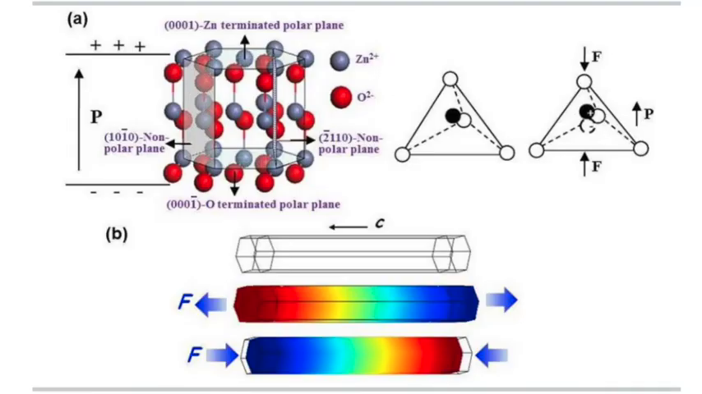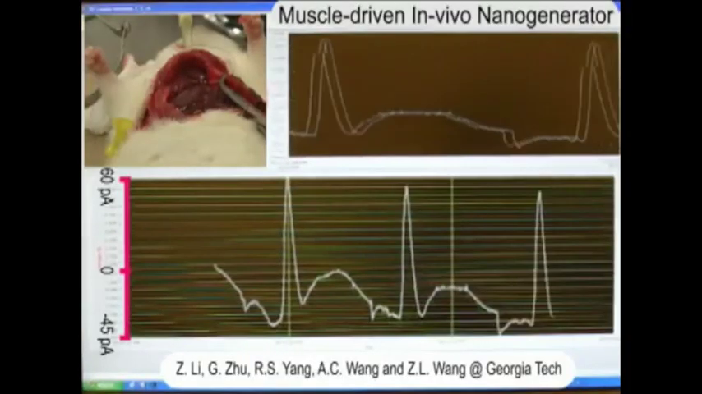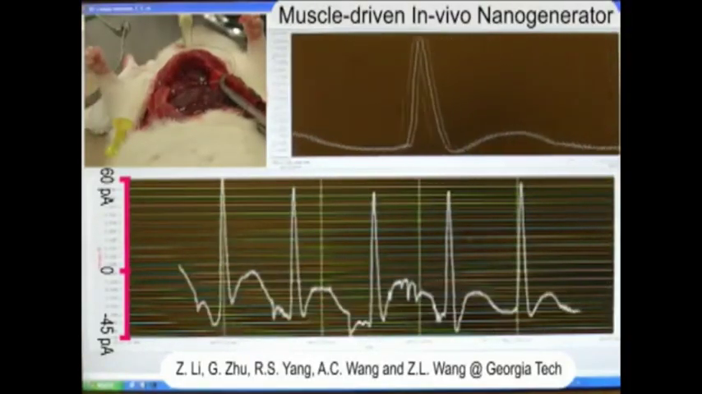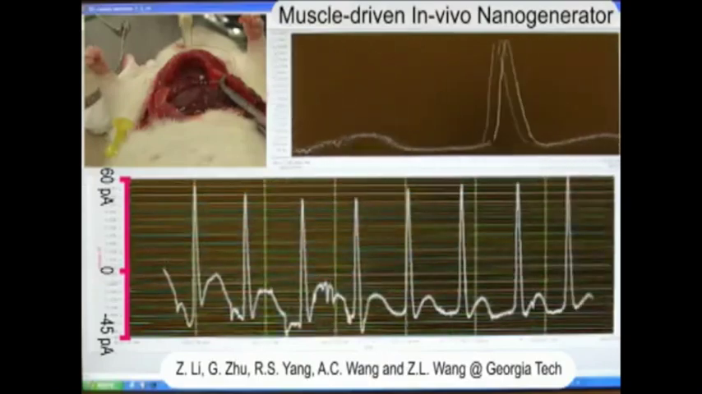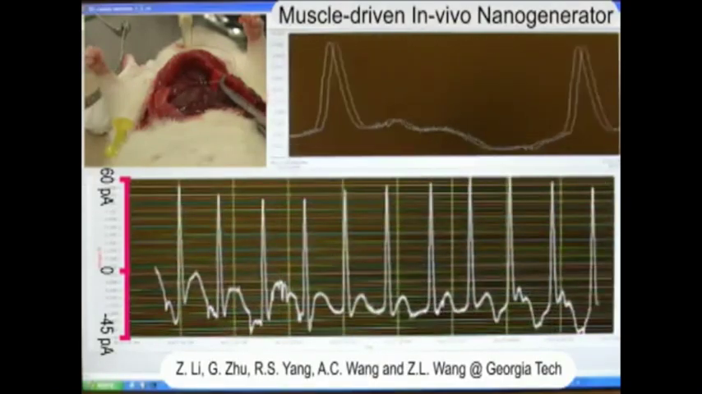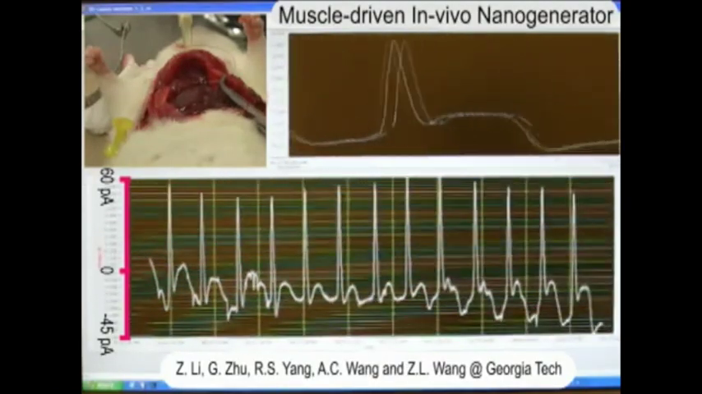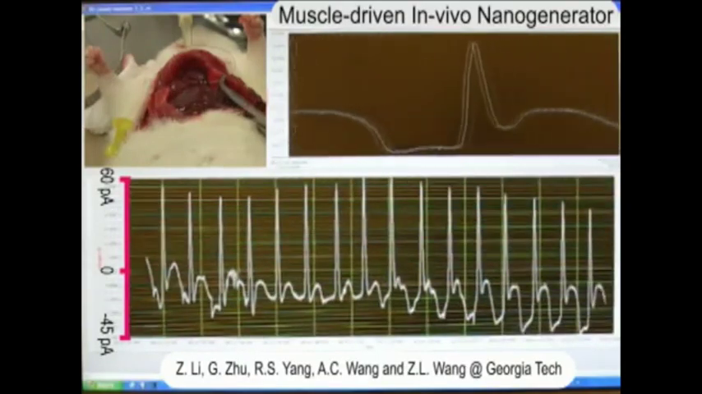The potential difference after deformation roots from the wurtzite crystal structure of the zinc oxide nanowires. A potential difference is caused after compression or deformation. This video from Dr. Wang's group at Georgia Tech shows how zinc oxide nanowire generators can be used to harness energy from a living heartbeat. As you can see, with each heartbeat, the piezoelectric nanogenerator generates electricity.